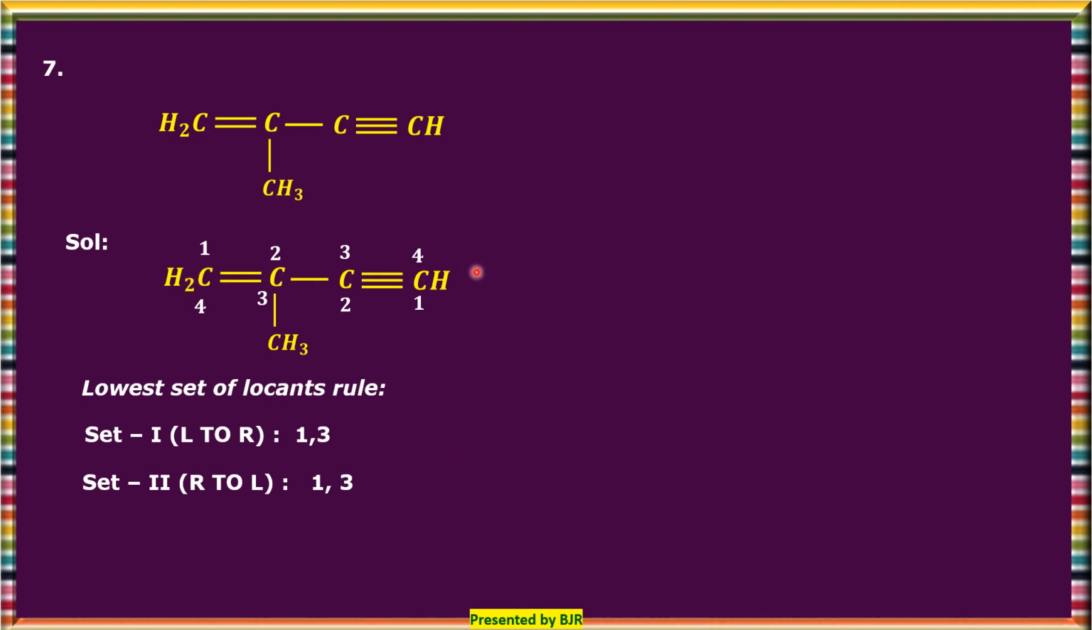From left to right, double bond. From right to left, triple bond. Both are competing for the same position. At that time, double bonds are given priority over the triple bonds. Okay. So this one is the correct way of numbering and this one is the wrong way of numbering.